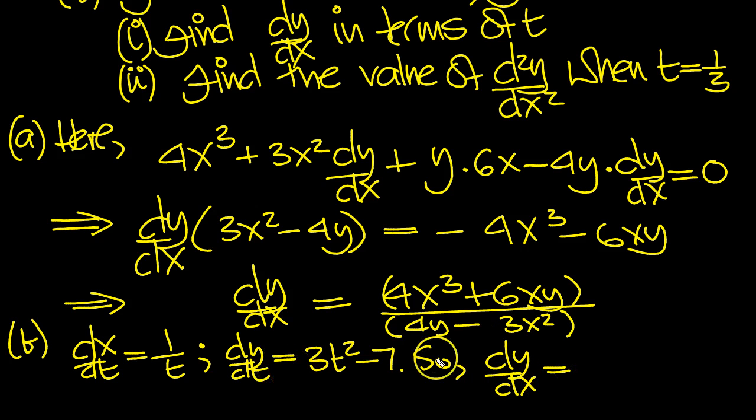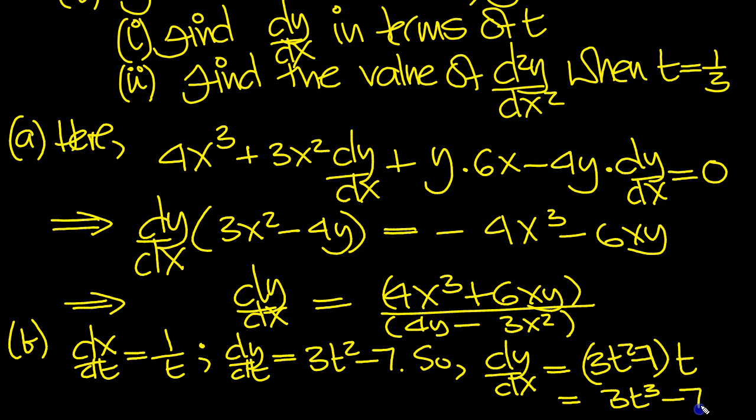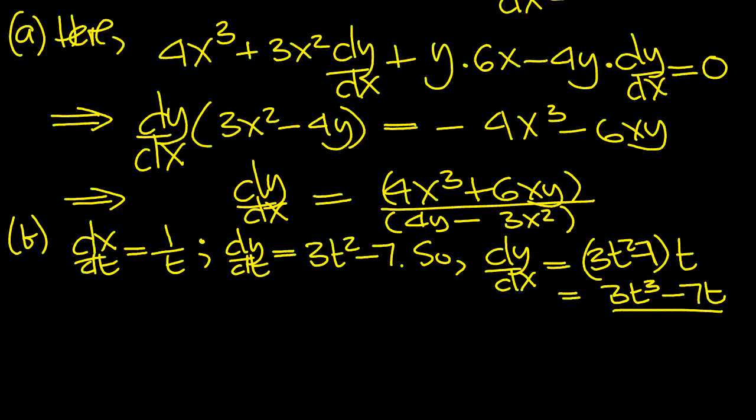So dy/dx then is equal to dy/dt, 3t squared minus 7, divided by dx/dt, which is 1 over t. That swings the t up to the top then, doesn't it? And we get 3t cubed minus 7t. So there's dy/dx. So we've done that. Find the value of d2y by dx squared when t is a third.